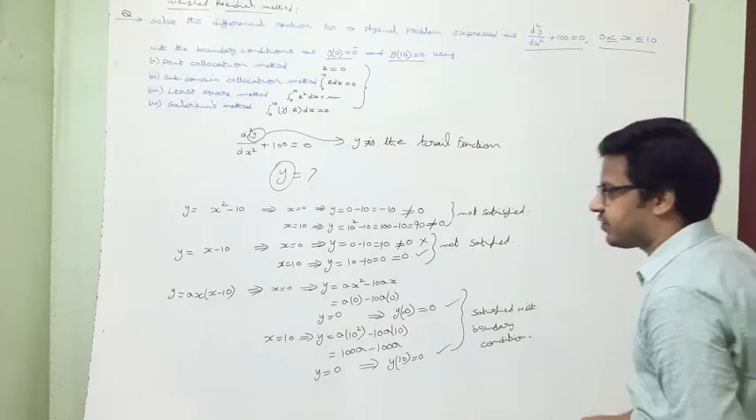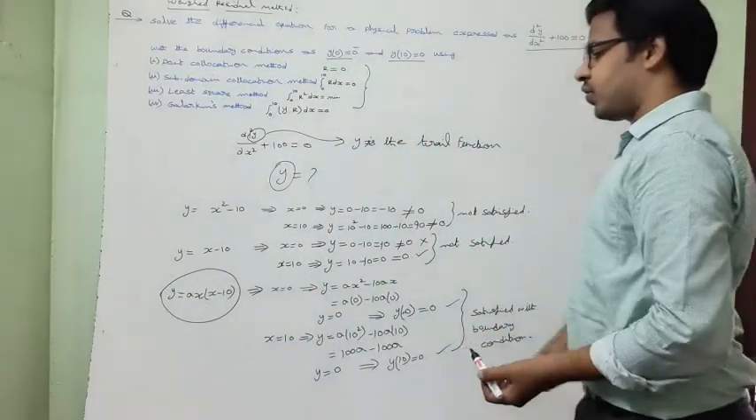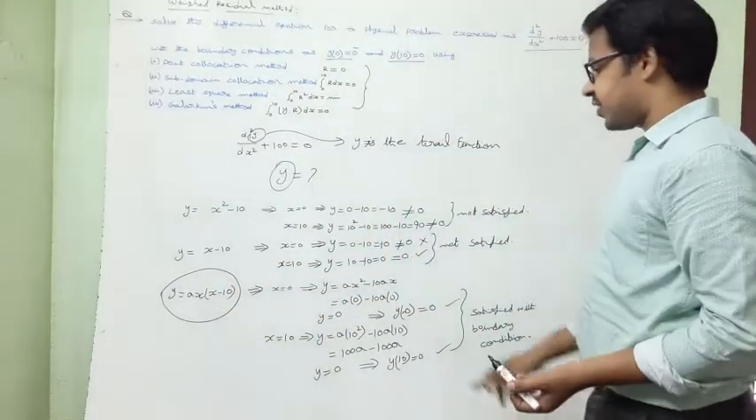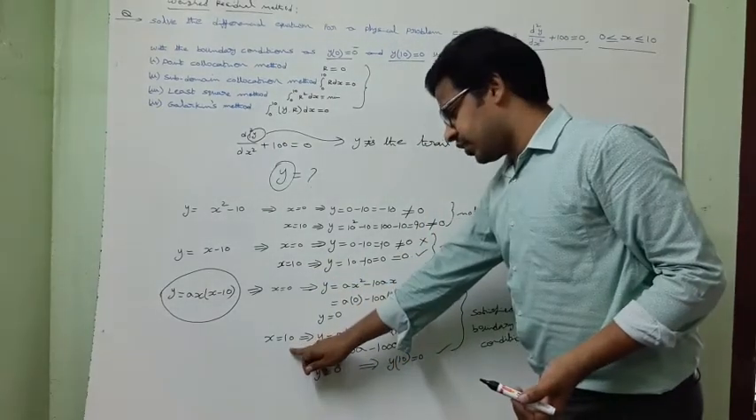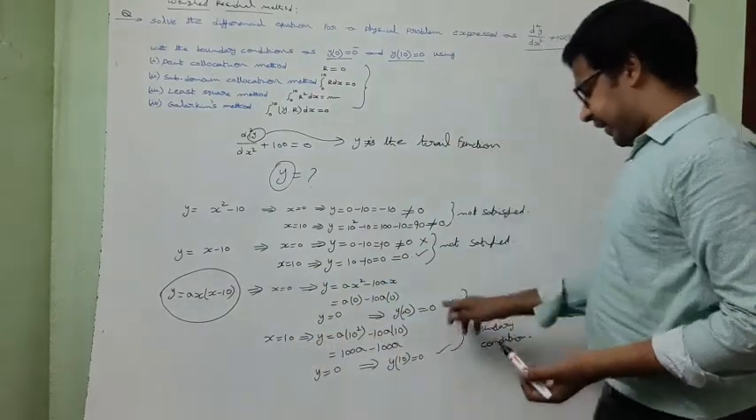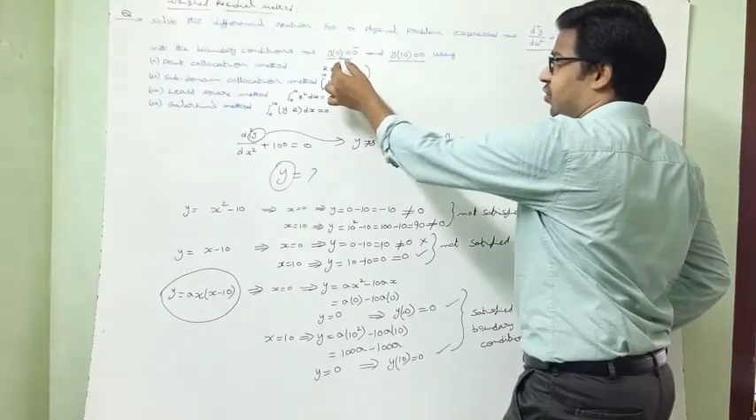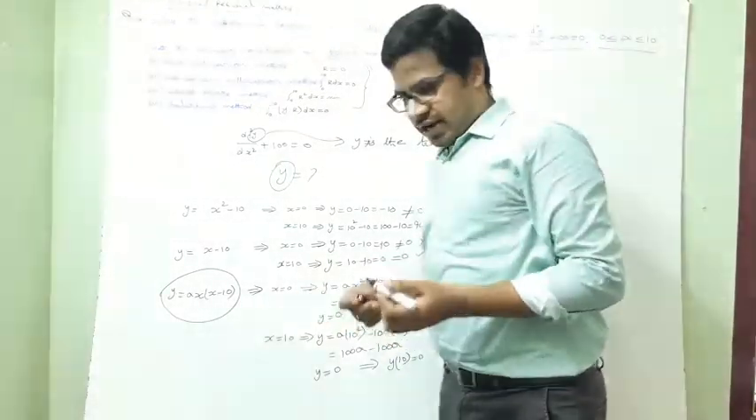So what is the trial function value? This is the trial function value. Here y equal to ax(x minus 10) is the trial function. In this trial function we substitute x equal to 0 and x equal to 10. It satisfies the boundary conditions, that is y of 0 equal to 0 and y of 10 equal to 0. This is the trial function equation.